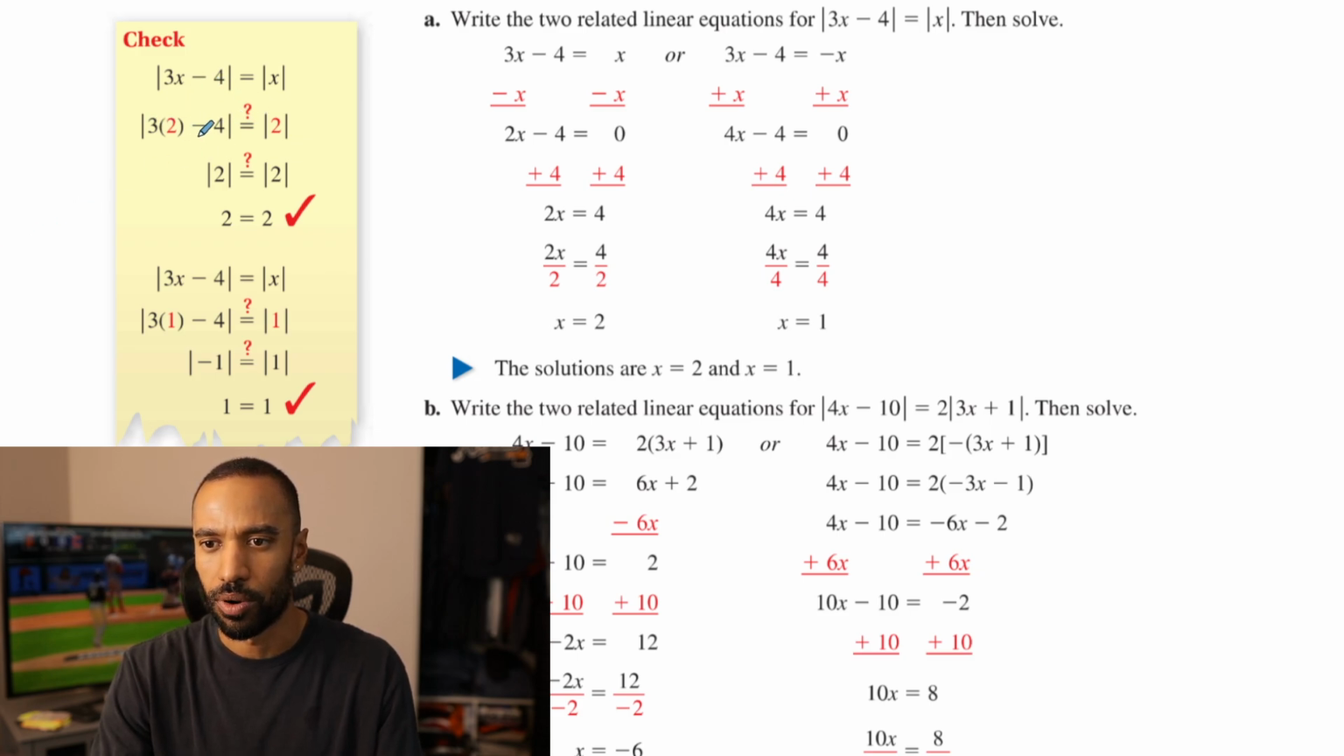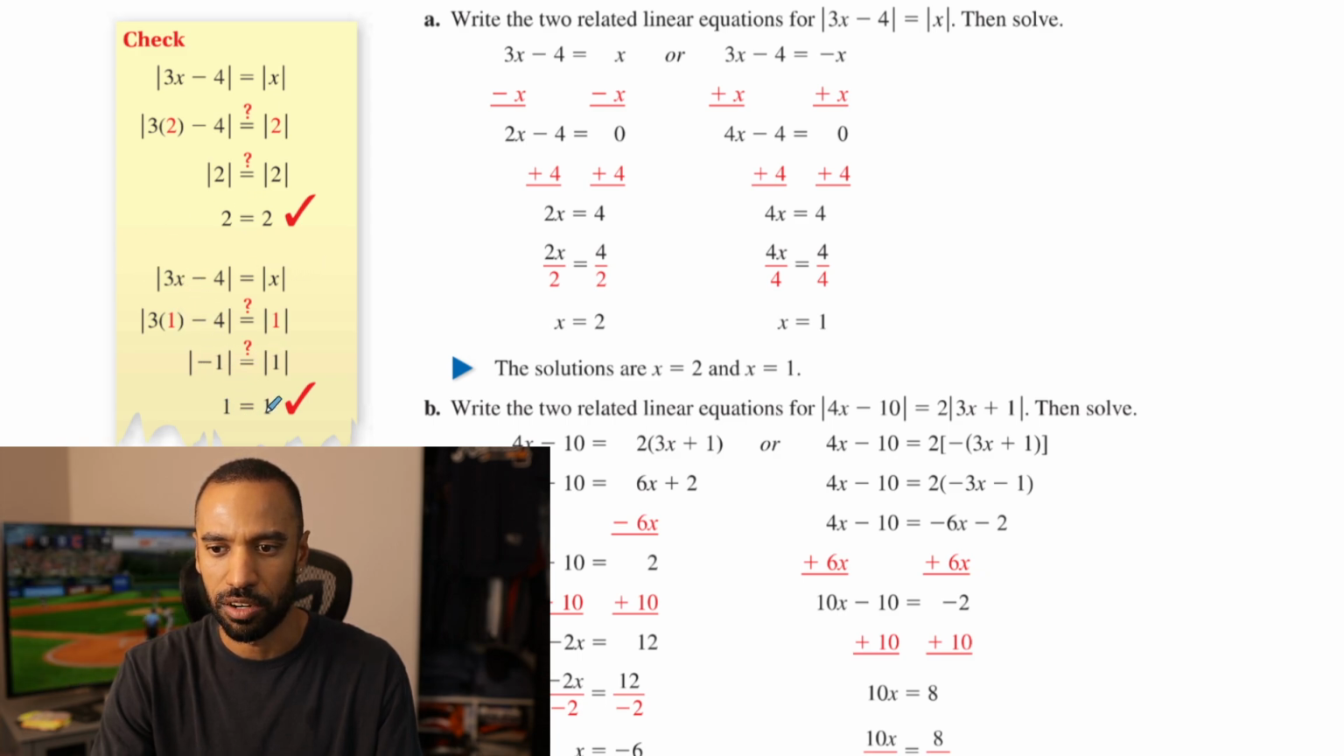3 times 2 minus 4 is 6 minus 4, which is 2. Absolute value of 2 is 2. And you plug in 1 to both of them. 3 times 1 minus 4 is negative 1. Absolute value of negative 1 is 1. You can see that on this side, this turns into absolute value of, and we're still good either way.